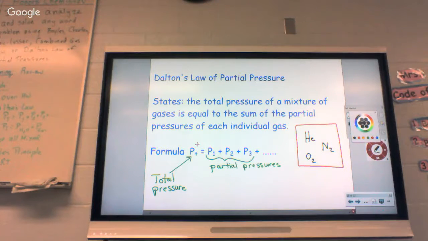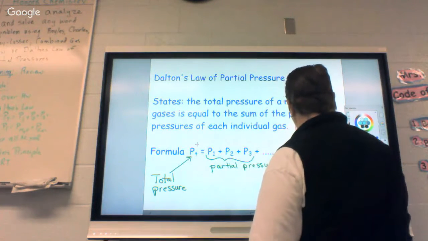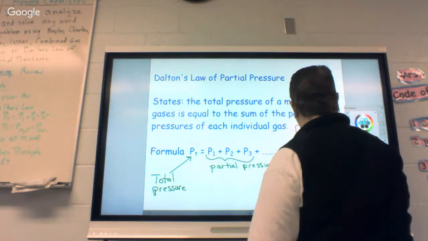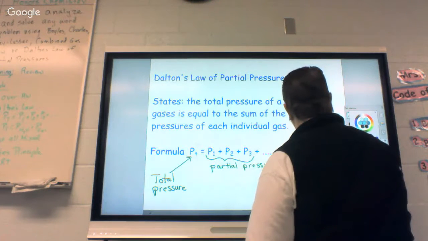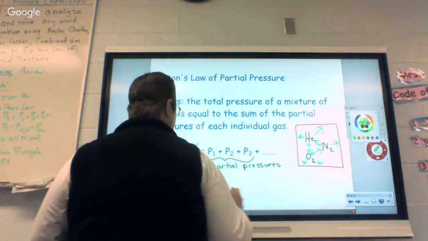Okay? So when helium hits the container wall, and oxygen hits the container wall, and nitrogen does, but then oxygen hits the nitrogen, and oxygen hits helium, and helium hits nitrogen, and nitrogen hits helium, and so forth and so on. Those things hit each other and the container wall. They all create the pressure, right? So how do we find the pressure inside of the container? Well, we add up all of those pressures.